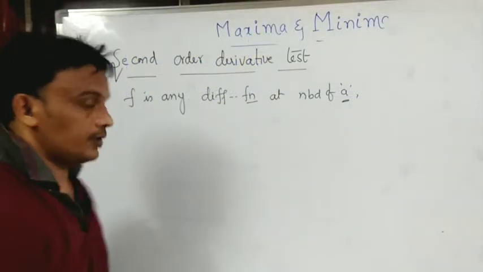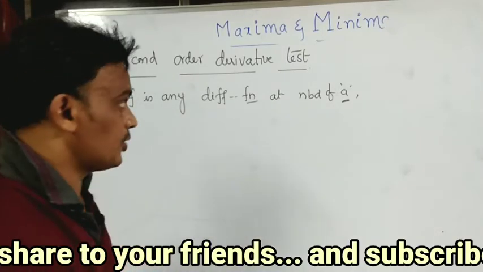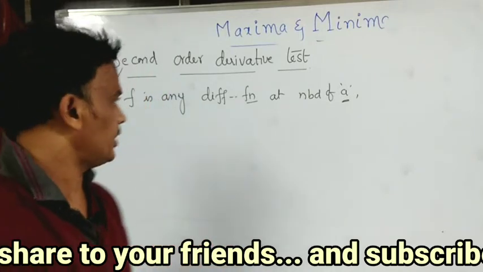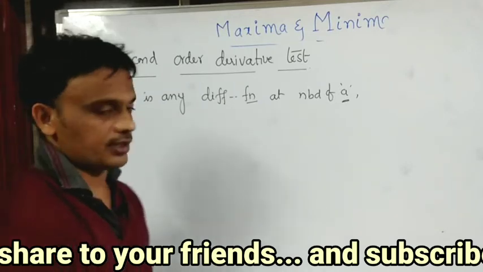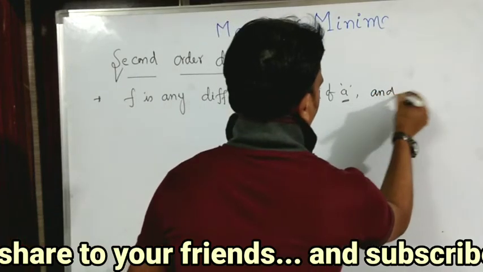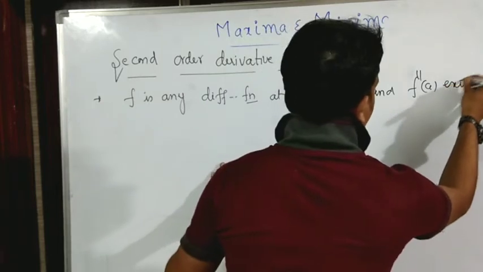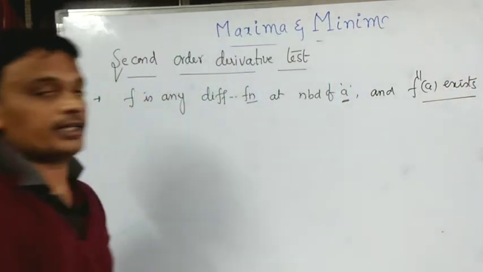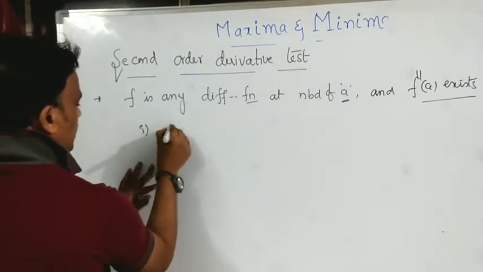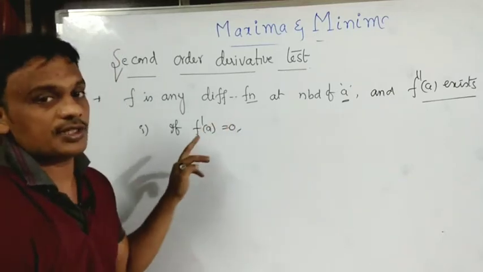Now there is one more test, which is the second order derivative test, to find the maximum and minimum values of functions. Let us see what it is. f is any differentiable function in the neighborhood of A, and f double dash of A exists. If the second order derivative exists, then I can find the maximum value and minimum value. If f dash of A equals 0, I mean A is the stationary point.